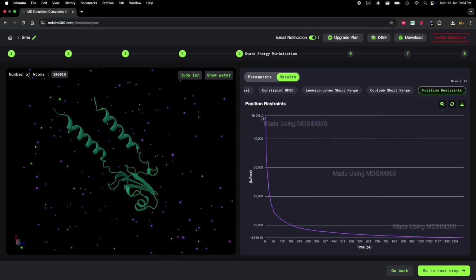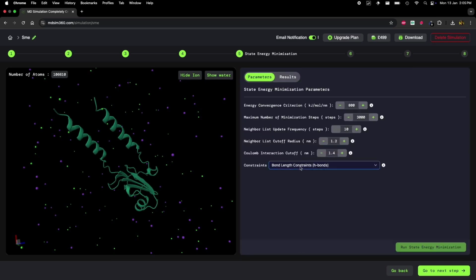Finally, the positional restraint graph shows the behavior of the positional restraints applied to atoms. At the start, there is typically high variance, meaning the atoms' positions might fluctuate. The graph should show a decrease in variance, indicating that the system has reached stability. Each of these graphs helps in assessing the energy minimization process and ensures that the system is stable.